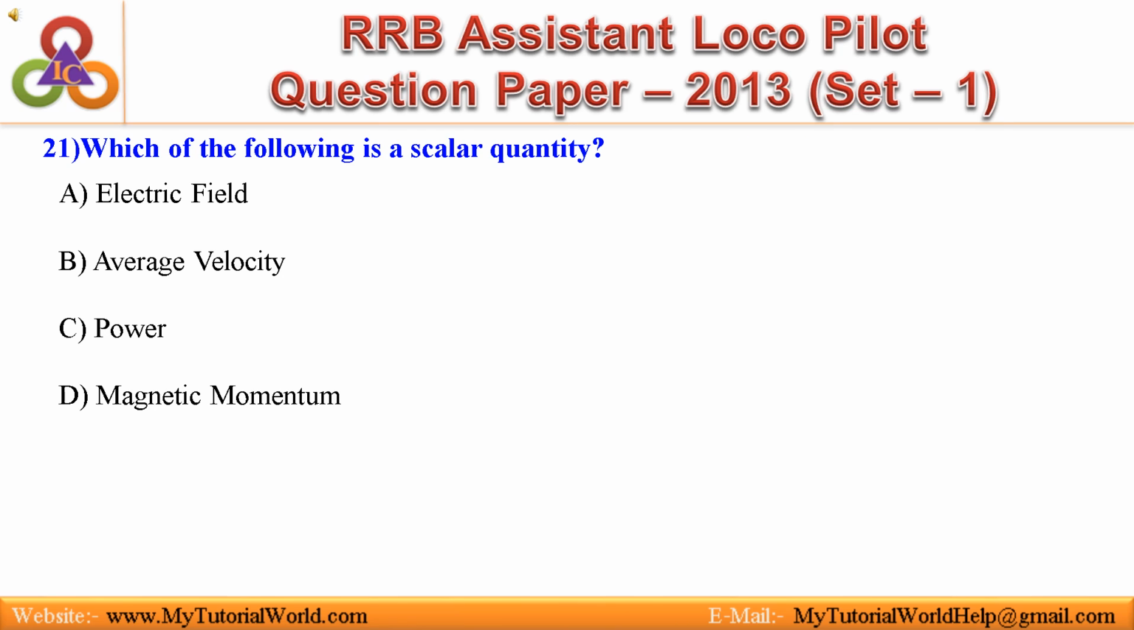21. Which of the following is a scalar quantity? A. Electric field. B. Average velocity. C. Power. D. Magnetic moment. Answer is power.